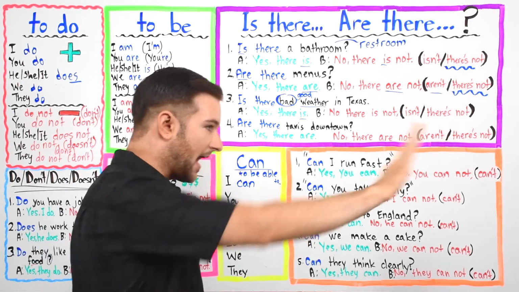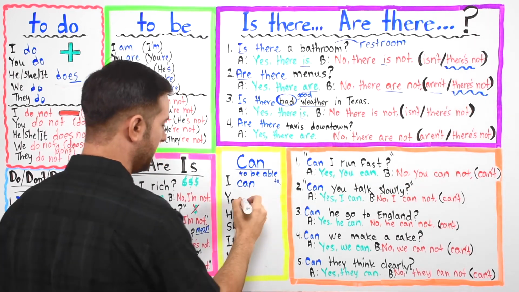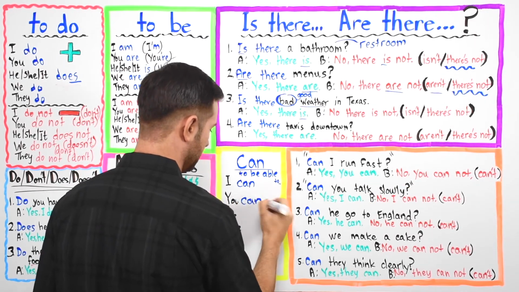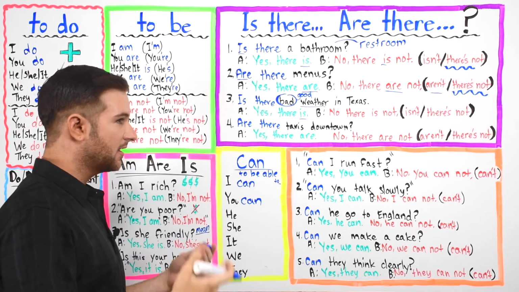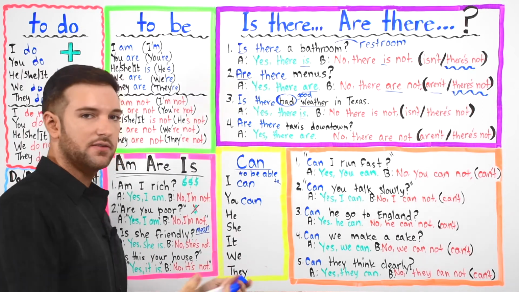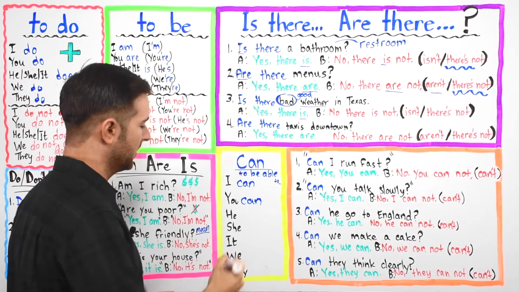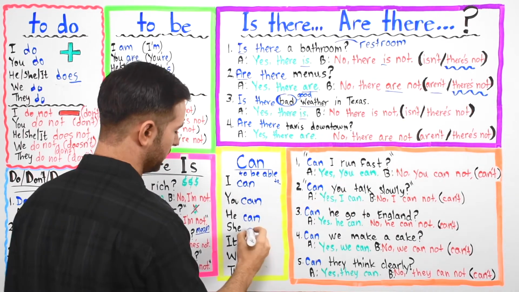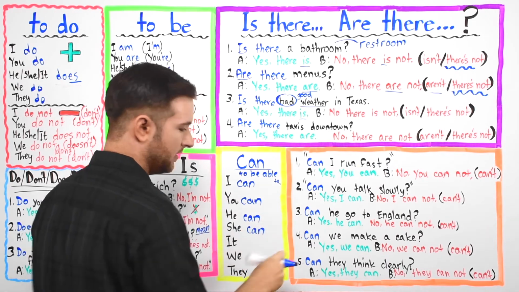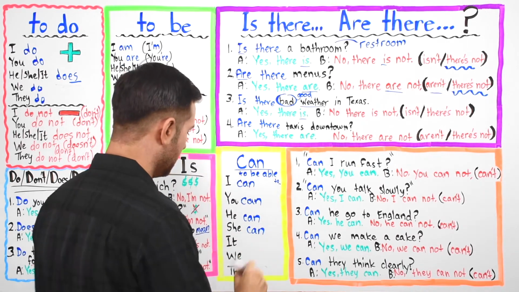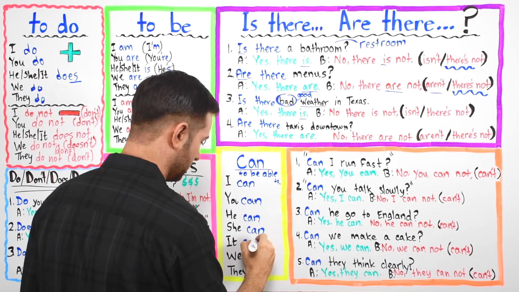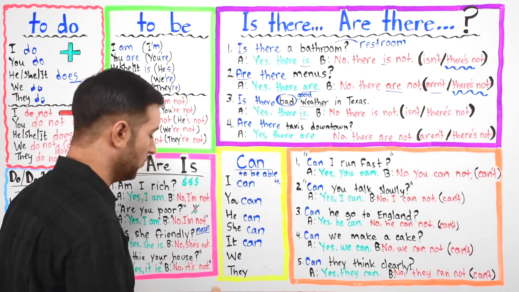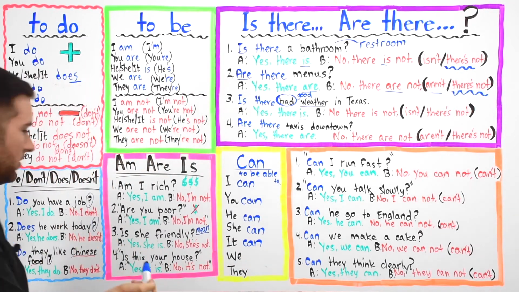I can run fast. You can sing, fa la la la la la la. Okay, you can do whatever you want. You can dance. He can go, or she can eat. Okay, it can, right? It can work. You can use that. It can work.